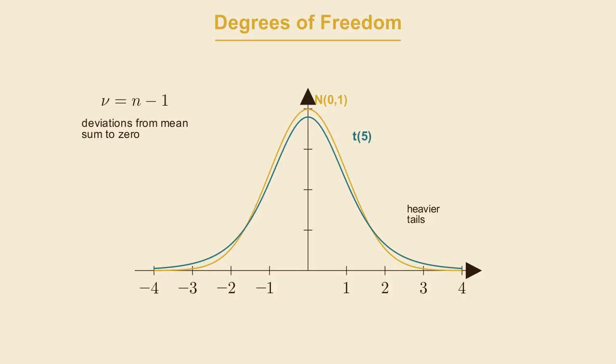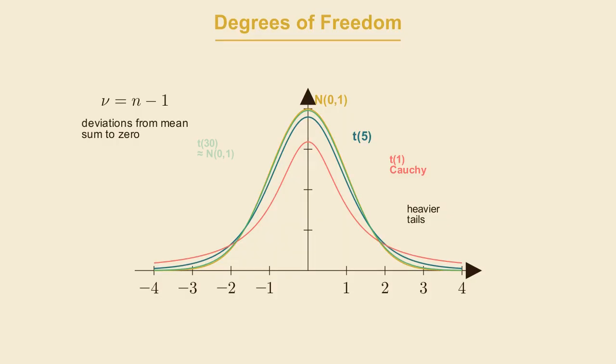So the sample variance is computed with n minus 1 in the denominator, not n. And the corresponding t distribution has n minus 1 degrees of freedom. The practical effect with this is with very few degrees of freedom, the tails are extremely heavy. At nu equals 1 degree of freedom, the t distribution is a special case called the Cauchy distribution. And the mean here doesn't even exist because the tails are so fat.